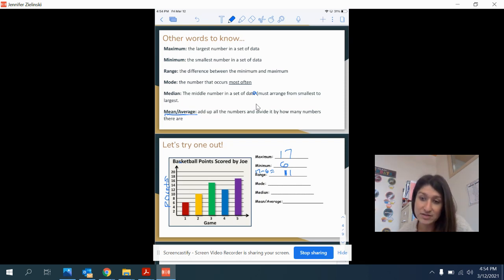Now the mode is the number that occurs most often. And if I look here at my data, I don't have any numbers that repeat. For instance, he didn't score the same amount of points in game 1 as he did in game 5, or in game 2 as he did in game 4, and so on. So my mode for this set of data is going to be none.